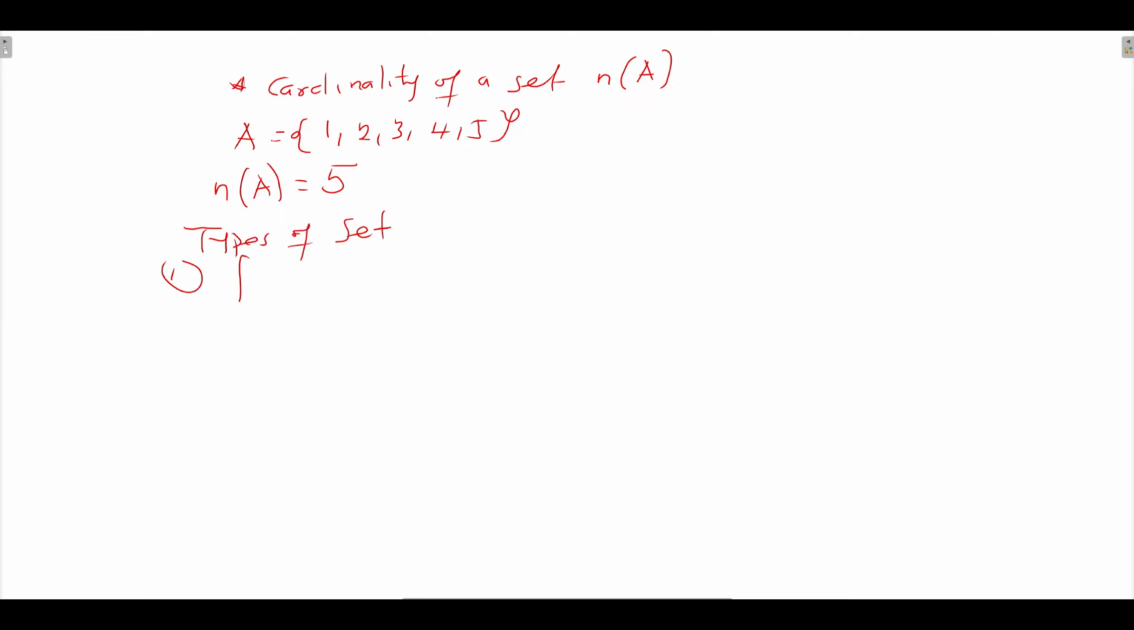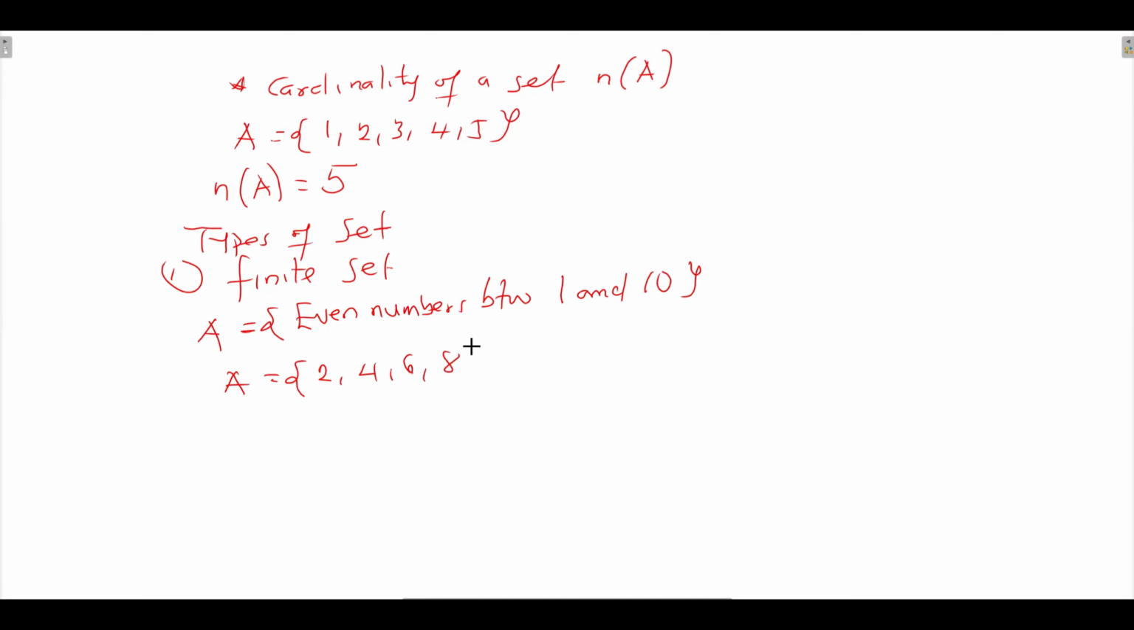The first one I'll give you is the finite set. A finite set means the elements of that set have an end; we know the end of the elements of that set. If I say set A is even numbers between 1 and 10, that means I can take 2, 4, 6, 8. You see, this is just 4 elements. So if you can count the elements of that set, you can call it a finite set.